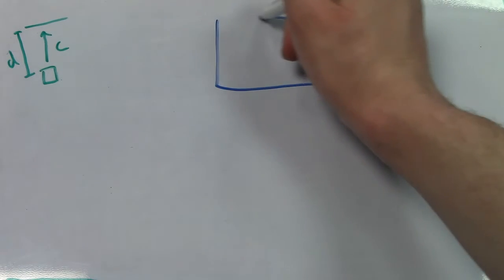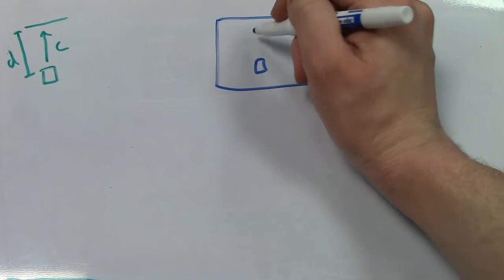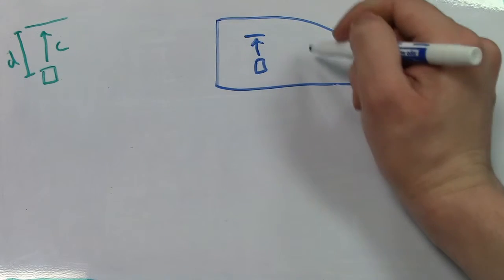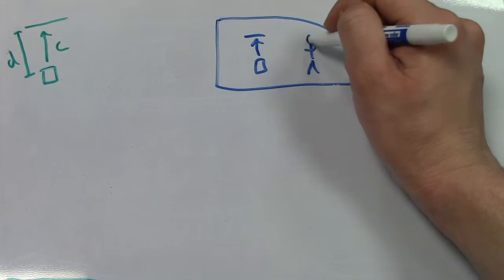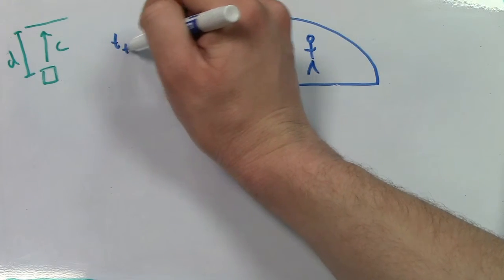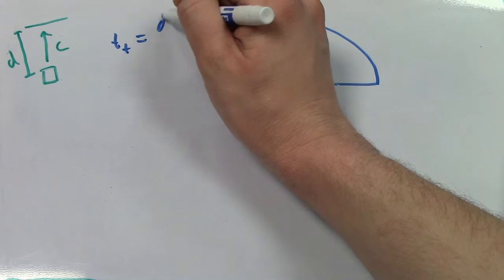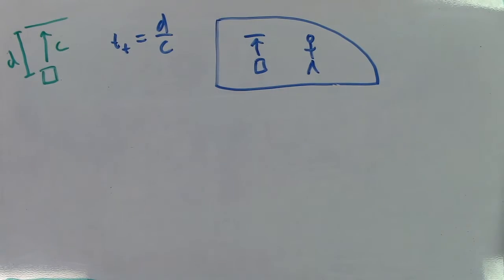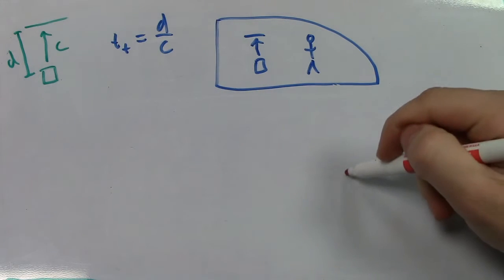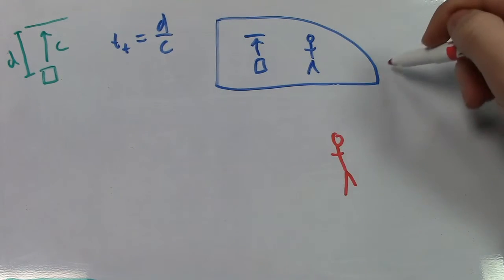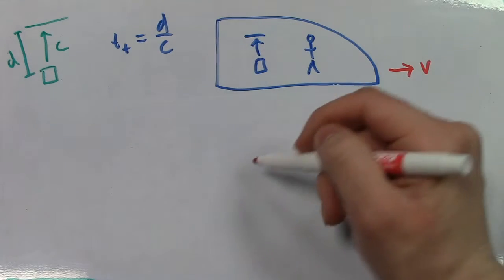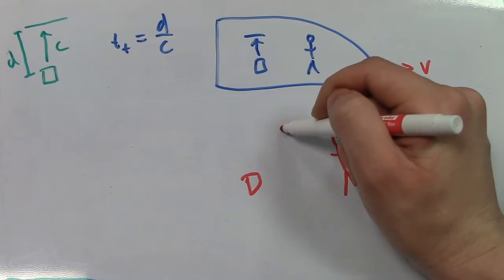Now let's say we put this clock on a train. From the perspective of the person on the train, the light simply goes up and down. The time t sub t elapsed for one tick of the clock is d divided by c. However, from the perspective of a person on a nearby platform, it appears as if the light moves at an angle, due to the added velocity, v, of the train. So the path of the light looks something like this.